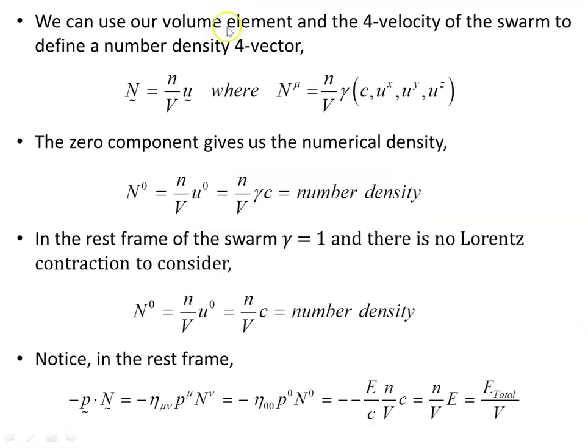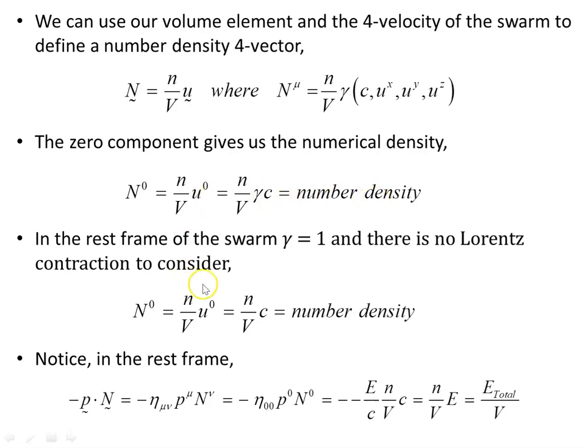Alright, so we can use our volume element and the 4-velocity of the swarm to define a number density 4-vector. N is n over V times u, where the components, N^mu, contravariant components if you like, are n over V times gamma c, u_x, u_y, u_z. Now, the 0 component gives us numerical density. N^0 is n over V times u^0, which is n over V times gamma times c. This is the number density. We have that factor of c in there because it's a component of a vector.